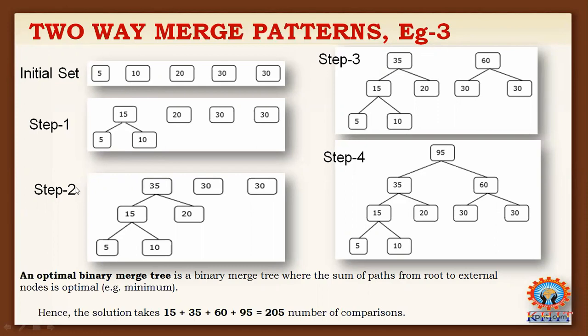The next step is to merge the root value with the next smallest value, which is 20. Merge 15 with 20, and you will get a total value of 35. 35 is the merge value and this is the root node now. Now how many files are left over? Two files, 30 and 30.